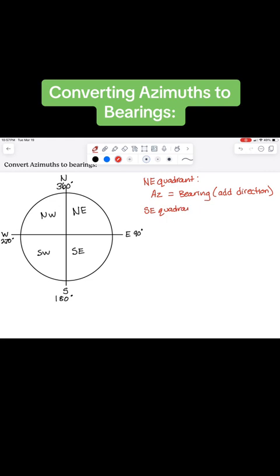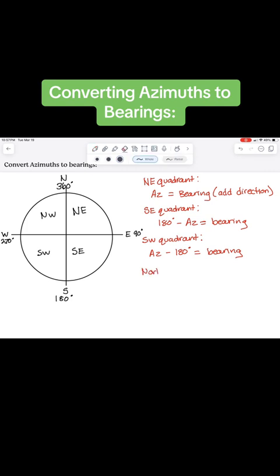Nice and easy. In the southeast quadrant, so we're talking 90 to 180 degrees, you're going to take 180 degrees and subtract the given azimuth to calculate your bearing. Alright, so if we are going to be converting an azimuth to a bearing that's been given to us in the southwest quadrant, so between 180 and 270 degrees, we're going to take the given azimuth and subtract 180 degrees to calculate our bearing in that quarter.